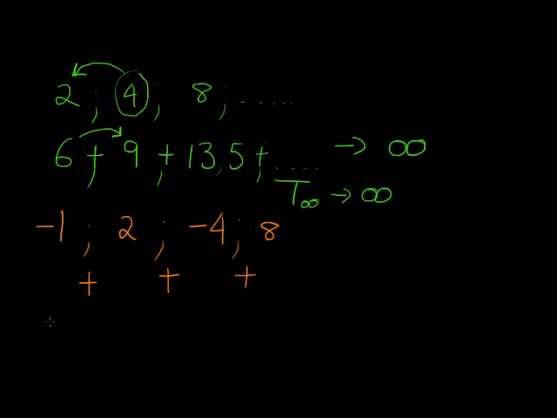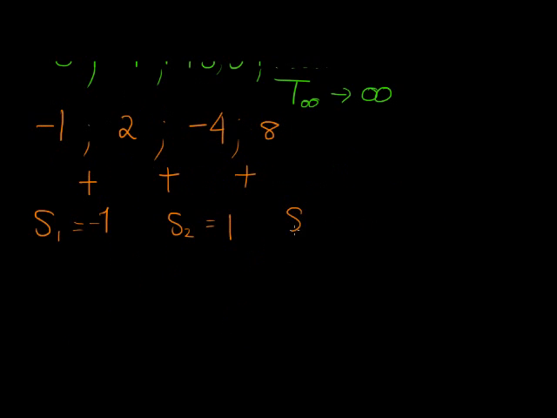Well, my S1 will just be negative 1. S2 will be negative 1 plus 2. That will be positive 1. S3 will be 1 minus 4. That's negative 3. S4 will be S3 plus the fourth term. That will be positive 5. Do you notice? First I have a negative answer, then a positive answer, then a negative answer, then a positive answer again.